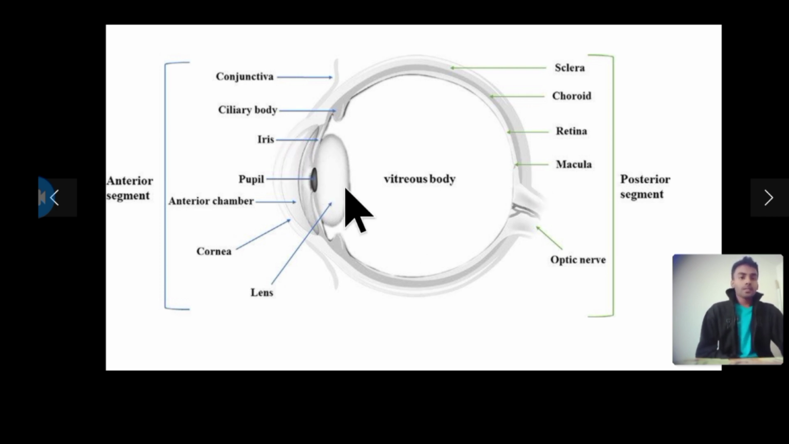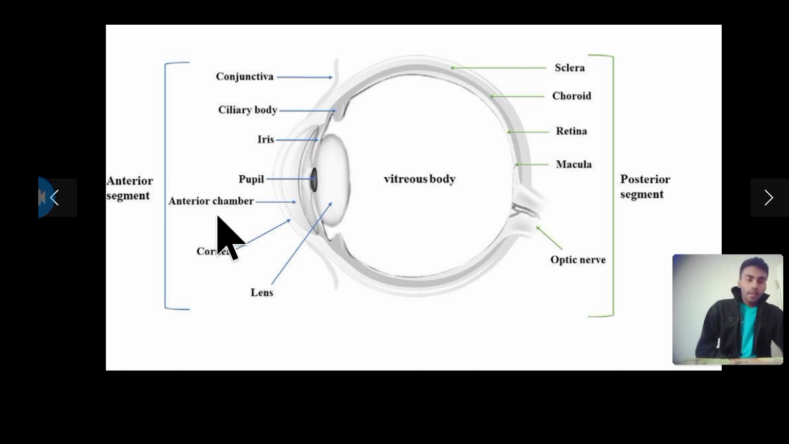The anterior segment is again divided into two parts: the anterior chamber and the posterior chamber. The space from the back surface of the cornea to the front surface of the iris is called the anterior chamber. This anterior chamber is 3 millimeters deep and contains 0.25 milliliter of aqueous humor.